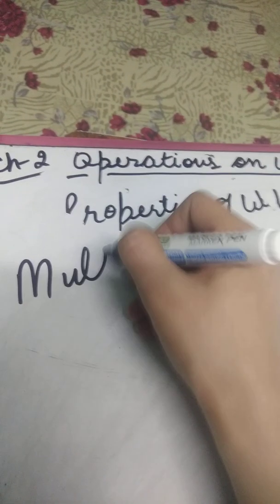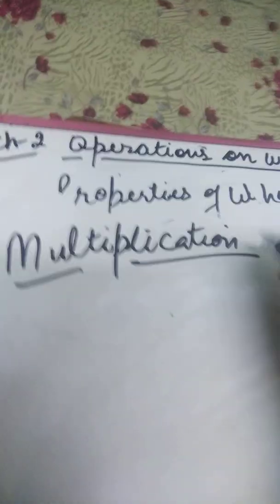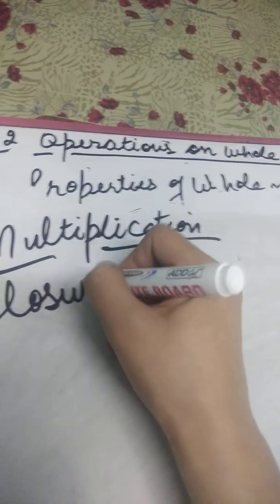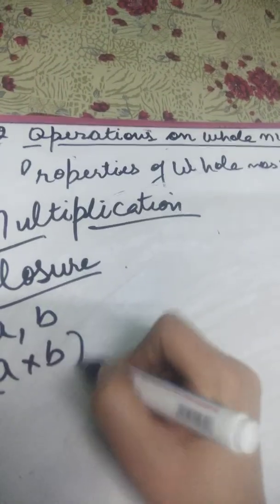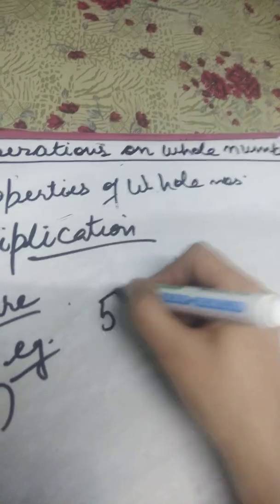Now next we will be dealing with multiplication. So next we have properties of multiplication. In multiplication, first of all, we have the closure property. The closure property says the product of two whole numbers is always a whole number. We say if A and B are any two whole numbers, then A into B is also a whole number.